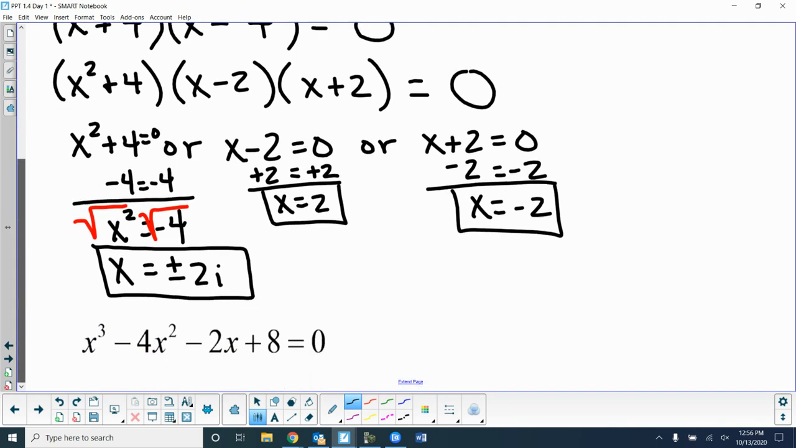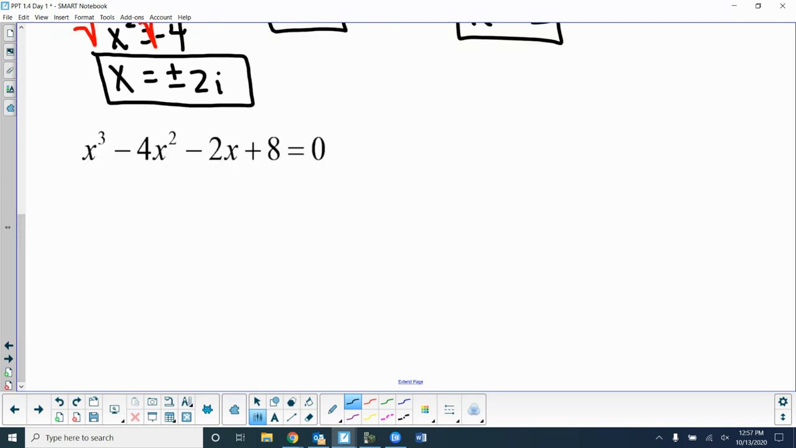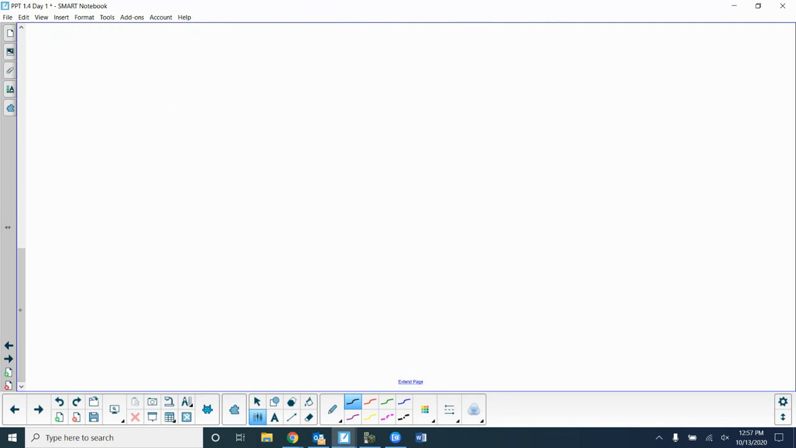Okay. This one. How many answers are we thinking for this one? 3. Yeah. The first term's an x cubed. So that means it has a degree of 3. So there's going to be 3 answers. Now this has 4 terms. Is there a GCF? Is there something that goes into all 4 terms? No. So since it's got 4 terms, what type of problem is it?